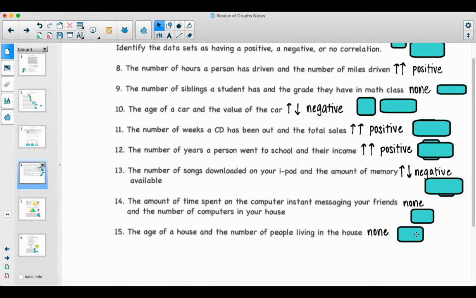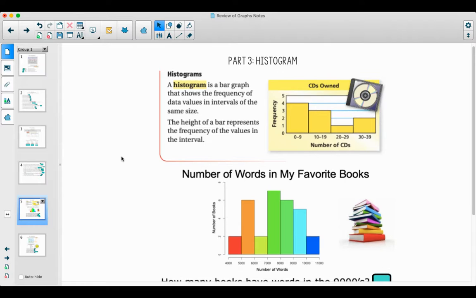So hopefully we don't have any questions about scatter plots. If we do, please reach out. The next topic that we looked at was a histogram. A histogram is a bar graph that shows the frequency of data values in intervals of the same size, so the bars are all the same width. The height of the bar represents the frequency of those values.